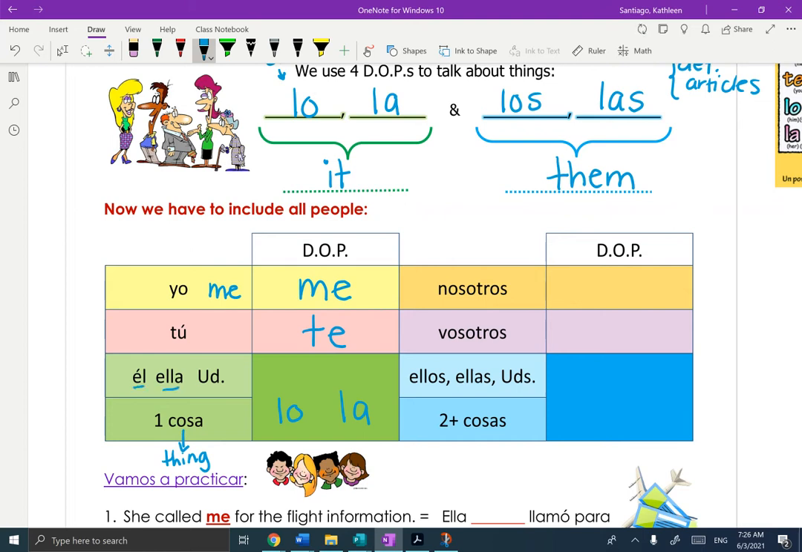But now we have to remember, él, ella, usted are also going to be added in as lo or la, and it depends on the gender of the person. So él, lo, ella, la. María, la. José, lo. It just depends on who we're talking about. Nosotros, nos. Vosotros, os, even though we won't be using it. And then ellos, ellas, ustedes, or 2 or more things would be los or las. Again, ellos would be los and ellas would be las. Them. So really now this could be it, him, her, or you formal. Now, los or las could be them, a group of people, or a group of things.